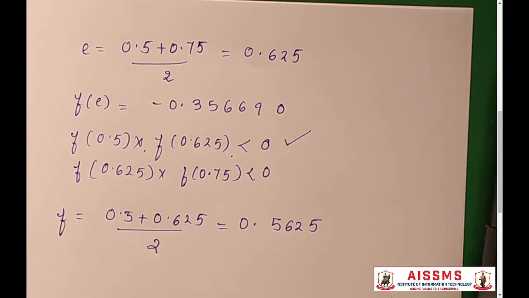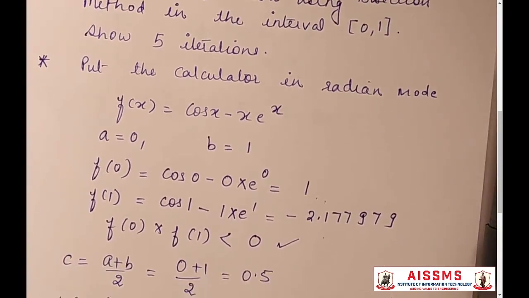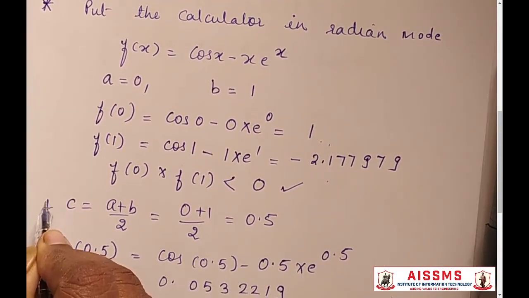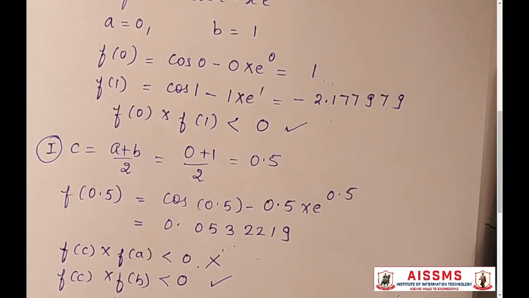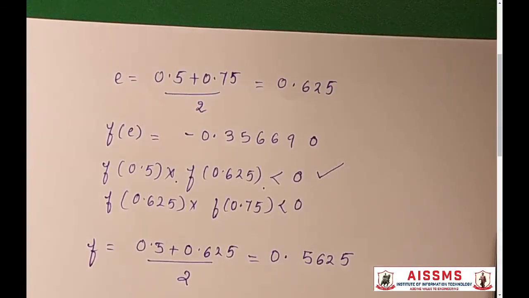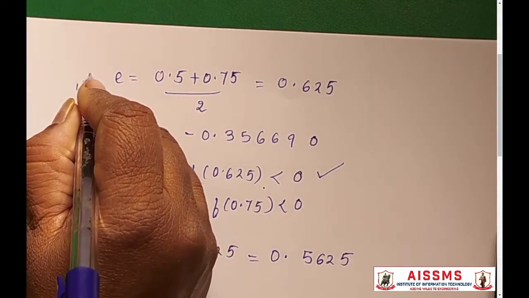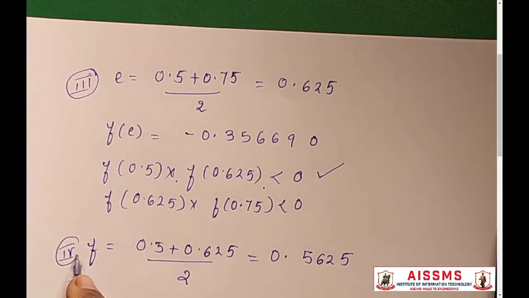Right? Now you have been asked to do 5 iterations. Let's see how many iterations we have done. Calculation of C is your first iteration. Calculation of D is your second iteration. Calculation of E is your third iteration. Calculation of F is your fourth iteration. So we have to still go ahead.